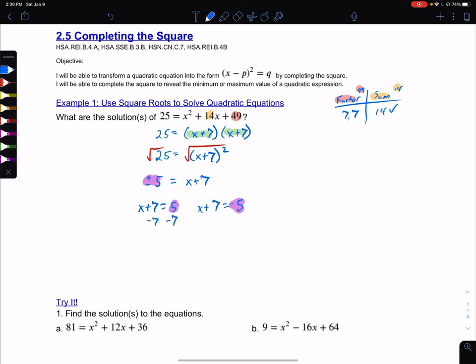Solve each one individually. So here I would get x equals negative 2, and here I would get x equals negative 12. And these would be my solutions. If I was to take either one of these and plug them back into the original equation, everything will work out. The two sides will be balanced and equal to one another.